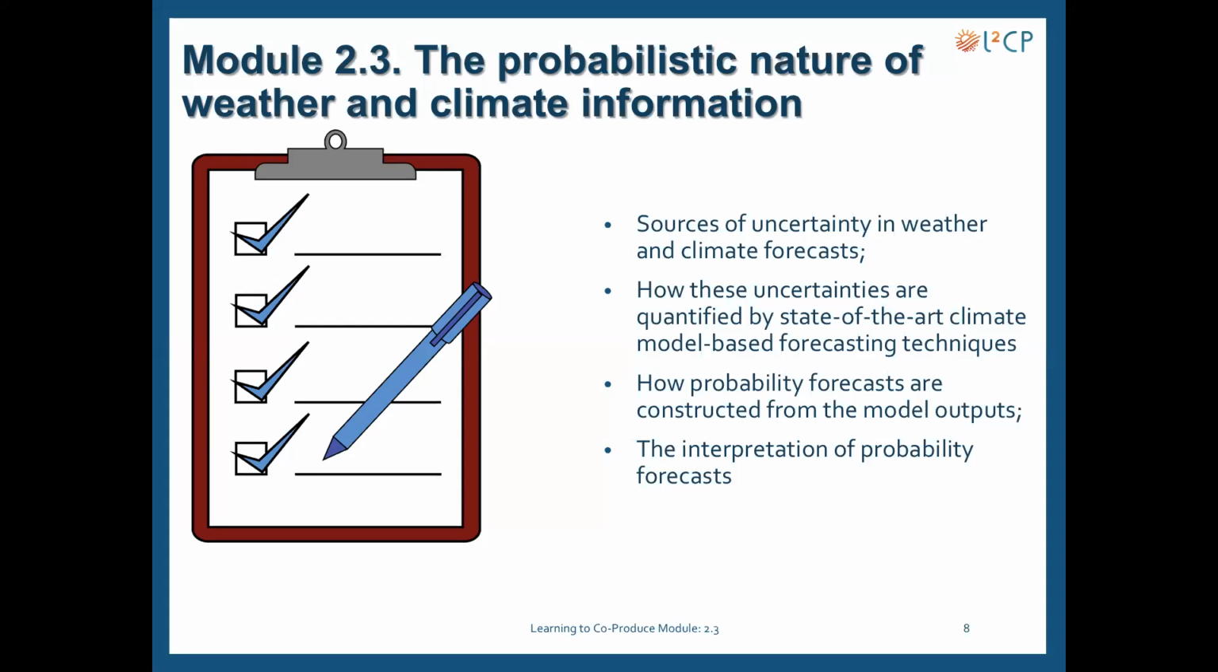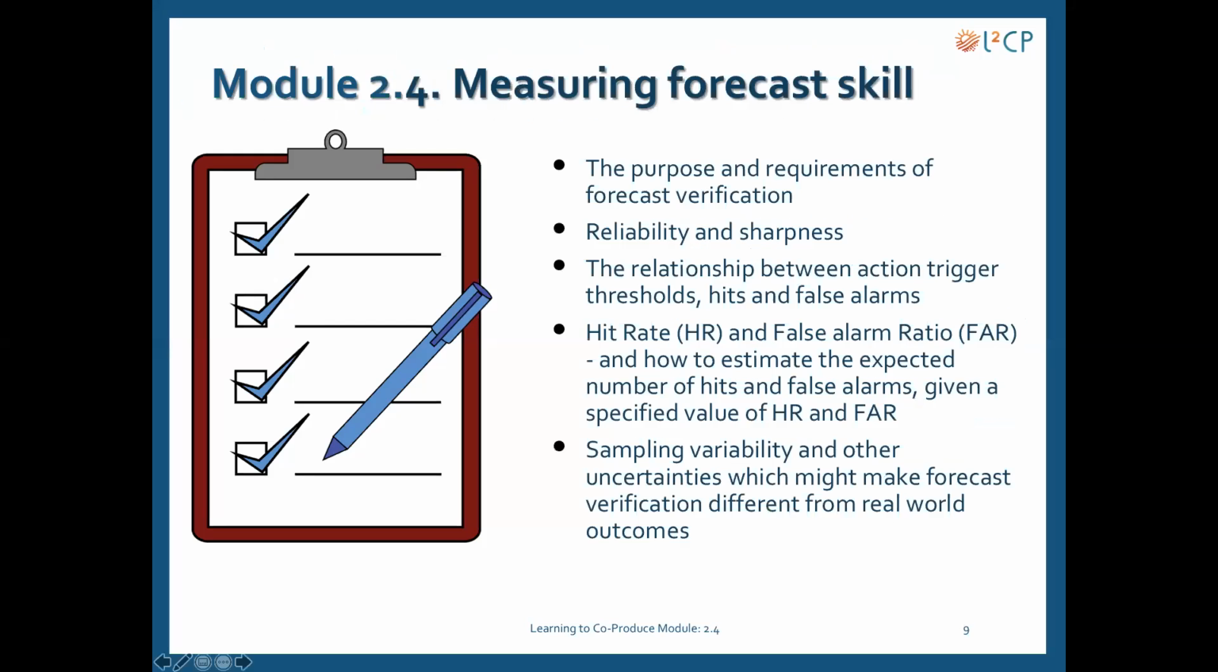I think you will go deep onto that. And also the last one is an interpretation of probability forecast. That's very important to know how to interpret. What does the probability really mean? How do you translate it into action? And the last module that we did, 2.4, is a measurement of forecast skill. How good is your forecast? If you give a forecast, how good is it?